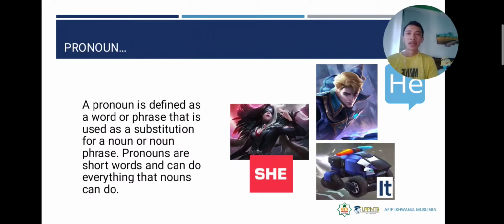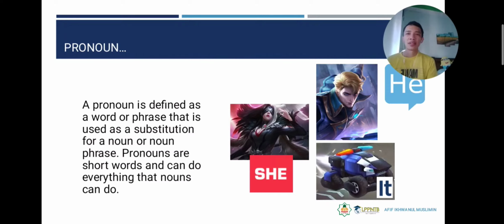Then when you take a look at this picture, we have three pictures here. The first is the blue one, Alucard, who is male. For example, I have a sentence like "Alucard eats banana." Alucard is male, and its position in the sentence is as a subject. So I can change Alucard with a certain pronoun that is called he. I can change the sentence into "He eats banana."